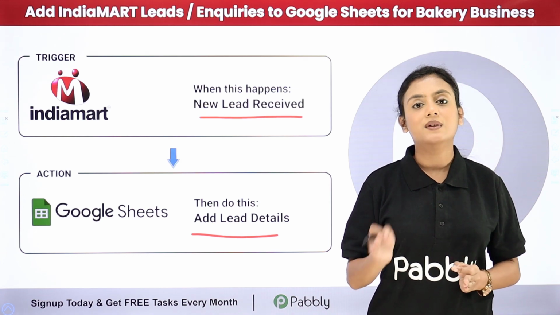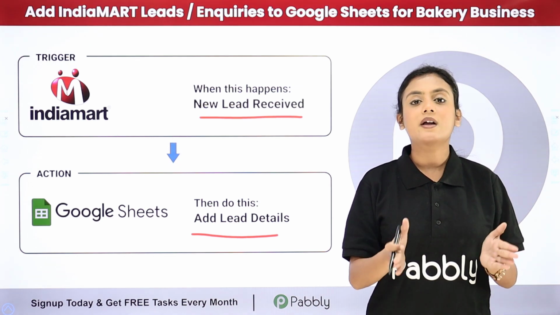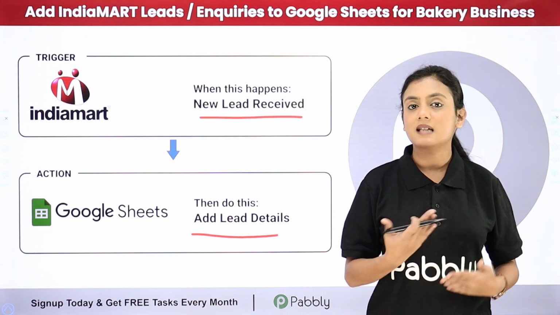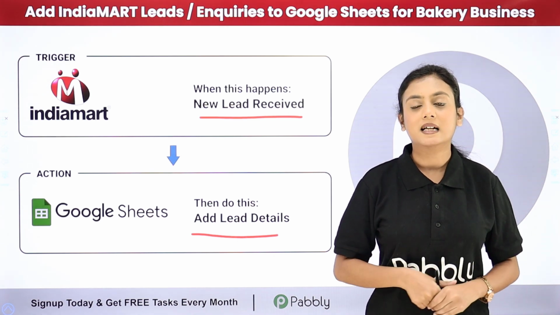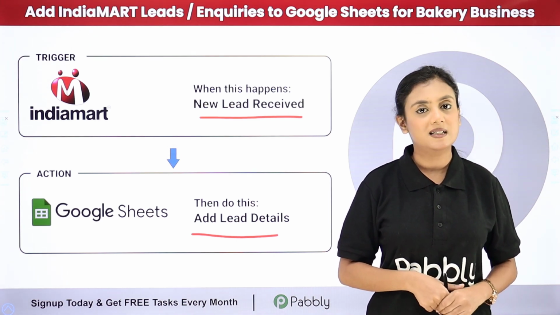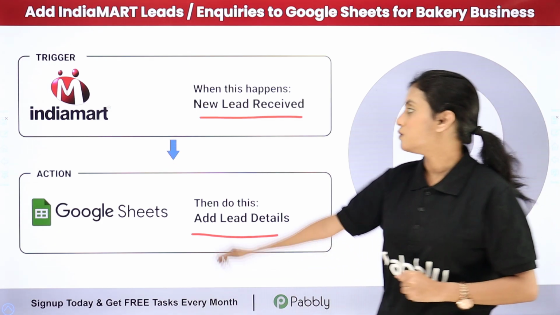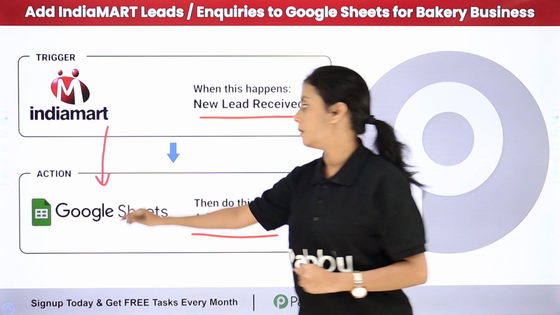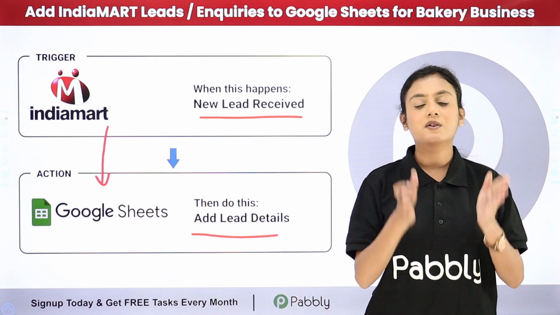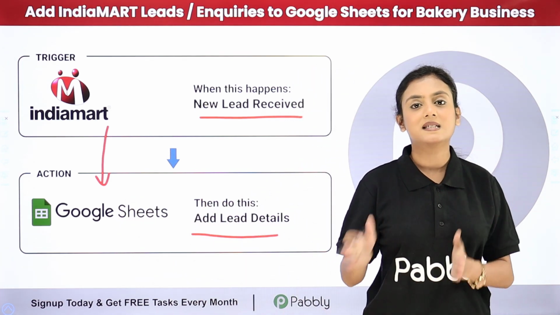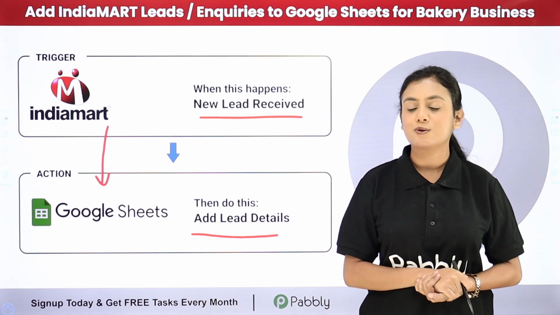Now doing this manually is very time consuming. So what I've done is I've simply automated this entire process with the help of Pabbly Connect, which is an amazing automation and integration software. And here in this automation, I'm going to build a connection between IndiaMART and Google Sheets with the help of it. So if you also want to learn about this amazing automation process step by step, for that let me take you to my screen.